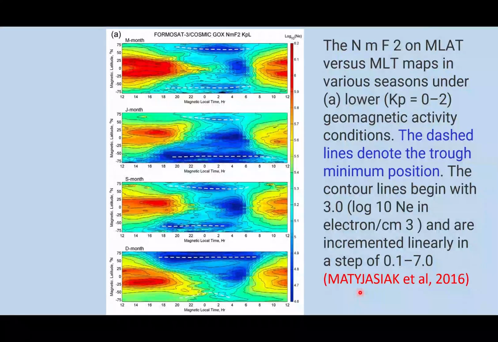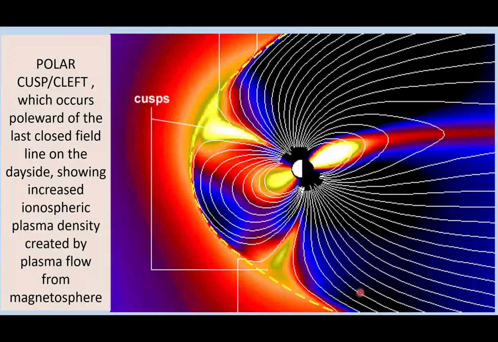Another interesting feature which occurs at high latitudes or in the polar region is the polar cusp or cleft, which occurs forward of the last closed field line on the day side. The picture here shows the magnetic field structure of the Earth, which is distorted from the normal dipole configuration because of the interaction between the solar wind plasma, which is coming all the time from the sun, and the Earth's magnetic field. The magnetic field gets distorted.